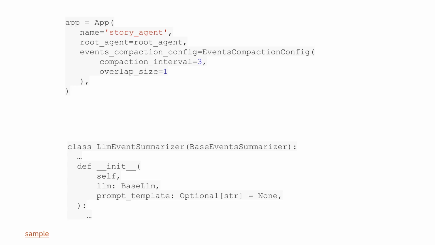Within your app configuration, you can set the events_compaction_config. You have 2 main knobs to tune here. Compaction interval, how frequently we summarize the history, for example, every 3 turns. Overlap size, how many invocations we look back to ensure we don't cut off context mid-thought. By default, we use the root agent's model for summarizing, but this is fully customizable. You can inject your own prompt templates to tell the model specifically what details to retain during compaction.